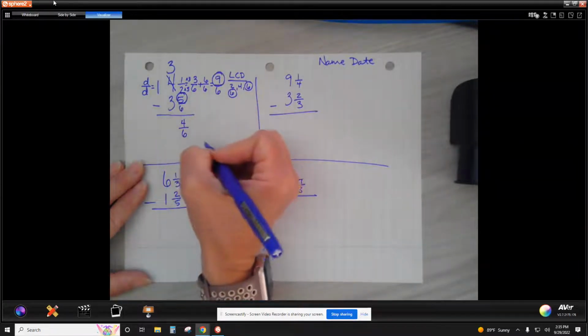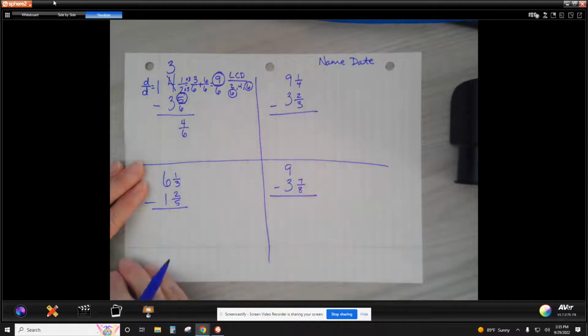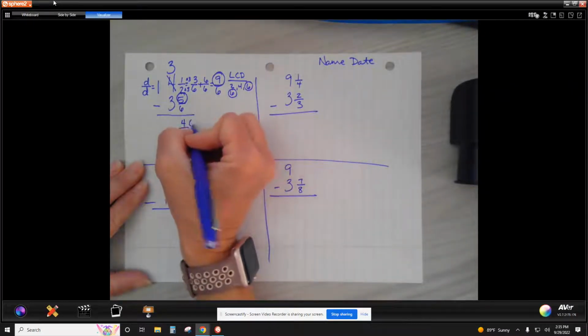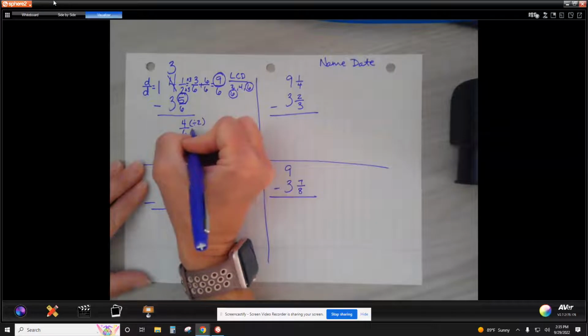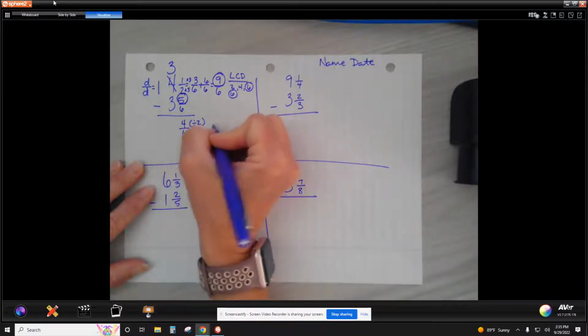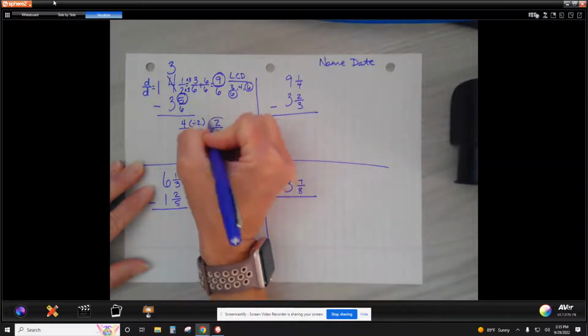I don't need to put a 0 here, but always ask yourself, can I simplify? I've got an even on the top and bottom, so I divide by 2. And my answer is 2/3.